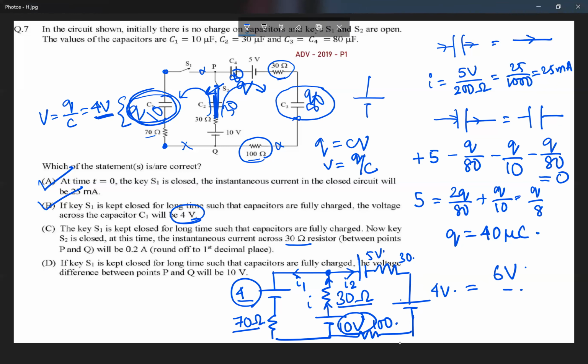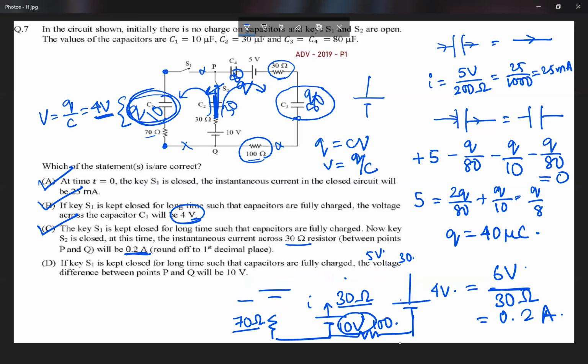Since the potential across the top and the bottom part of the circuit is 6 volts and the resistance is equal to 30 ohms, then we can write 6 volts divided by 30 ohms is equal to 0.2 amperes. So 6 divided by 30 is equal to 0.2 amperes. So the third option says that the current through the middle part of the circuit will be 0.2. That is correct.